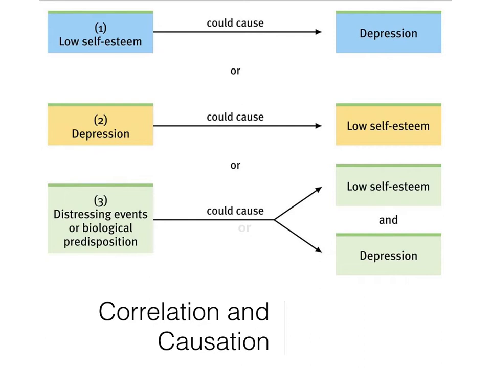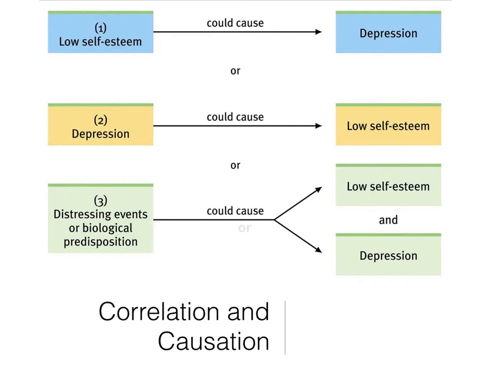You can have that variable 1 is causing variable 2. So low self-esteem could be causing depression. But you could also have that depression is causing low self-esteem. Or you can have that this third variable, in this example, one third variable could be distressing events or a biological predisposition could cause both low self-esteem and depression. And you don't know.